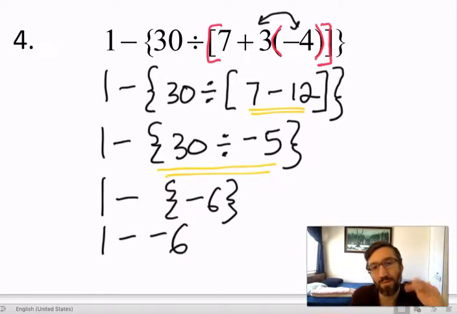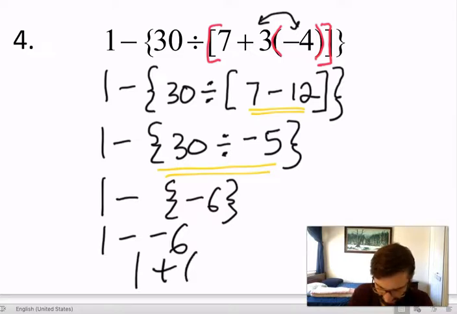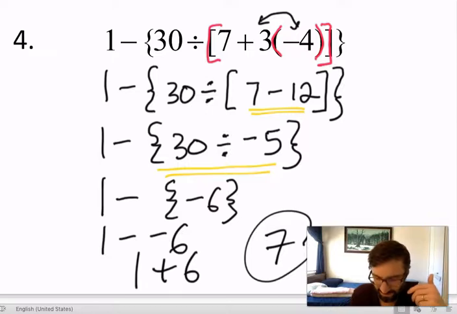But remember, 1 minus a negative is actually going to be 1 plus. A minus a negative, the subtraction is defined as adding the opposite. So we're going to add the opposite of -6, which is +6. So that's a lot to say. Basically, we're just doing 1 plus 6. So our answer for this whole crazy thing up here, we finally get 7 as our answer.